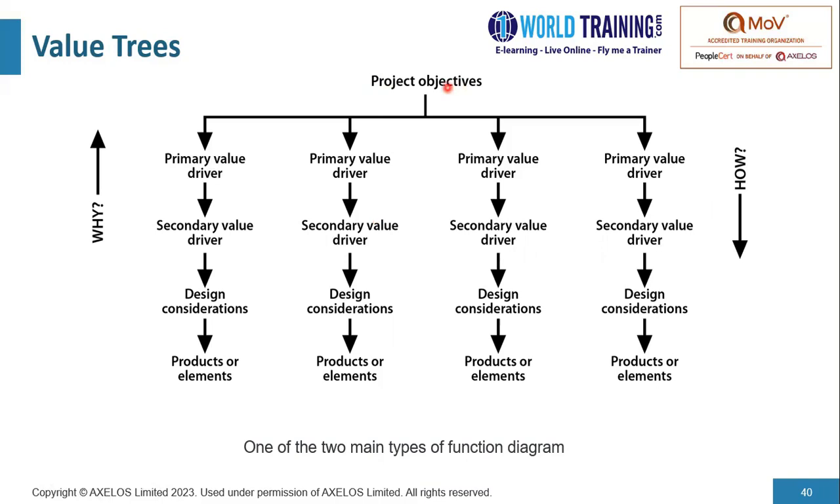We could take a particular objective of a project and break it down into primary functions or value drivers. And those value drivers could be further broken down into secondary value drivers, which could be used for design considerations at the product and element levels. So the why approach and the how approach are both useful. When you're using the how approach, you're asking the question, how do we make sure that this particular value driver is taken care of by having these secondary value drivers in place? How do we make sure that these secondary value drivers are taken care of by having these design considerations?